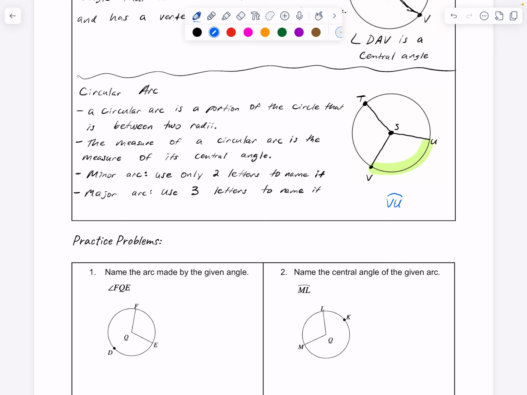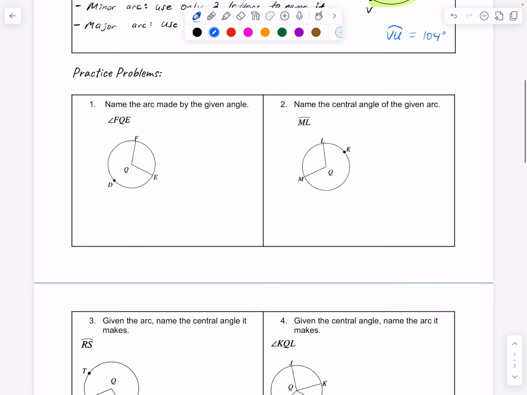And the measure of a circular arc is the measure of its central angle. So if I said that this was equal to, let's say, it looks like it's obtuse, so I'll say 104 degrees, then this central angle of VSU would also be 104 degrees. And then just a couple of notation issues. If you have a minor arc, we only have 2 letters we use to name it. So you'll notice V and U is a minor arc, or arc VU is minor. And a major arc, we use 3 letters to name it.